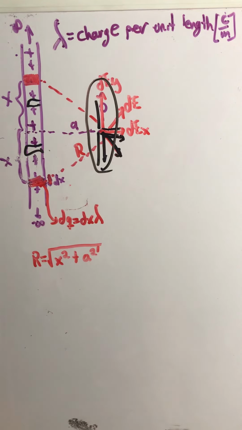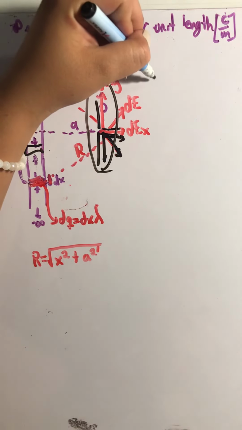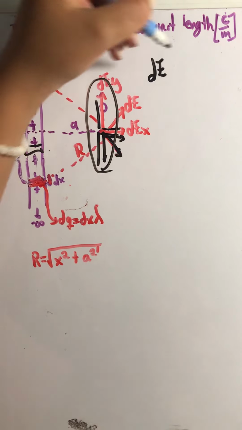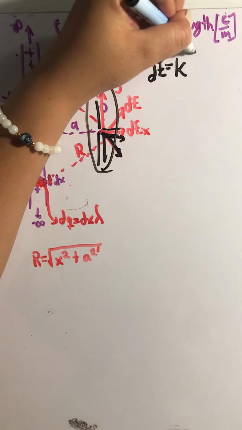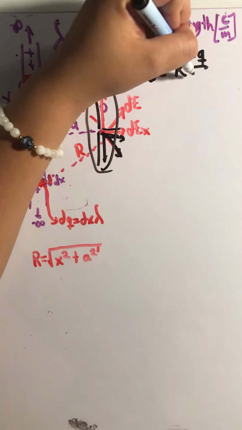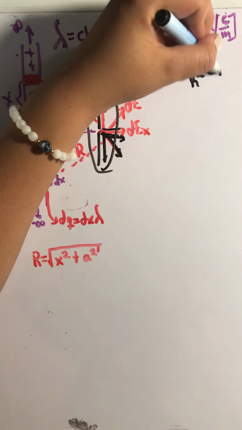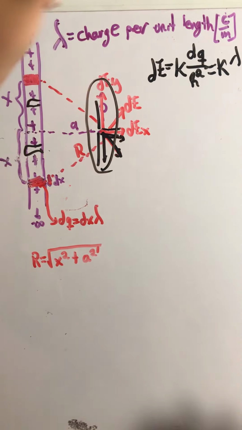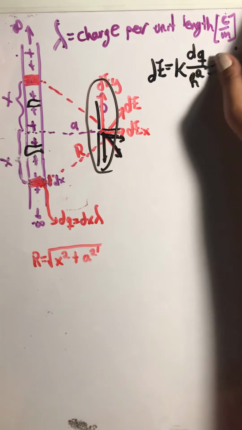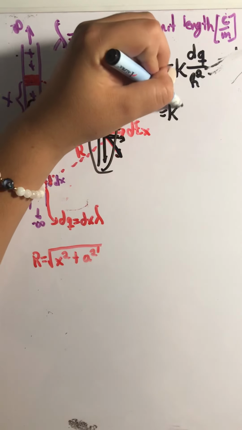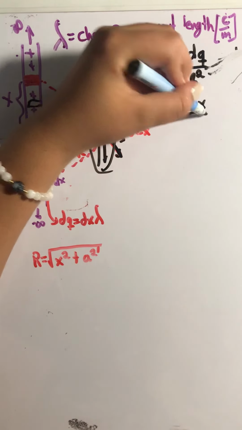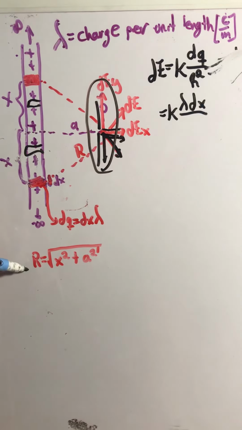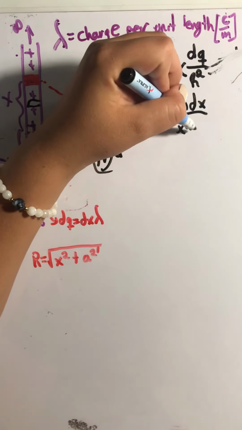So how do we get all of them? We sum them all, and it's an infinite sum. Therefore, we take an integral. So first, what's dE? dE equals k dq over r squared. We already figured out dq, that's lambda dx, and r squared will just be x squared plus a squared.